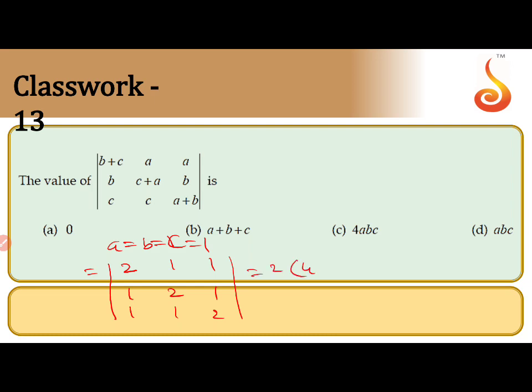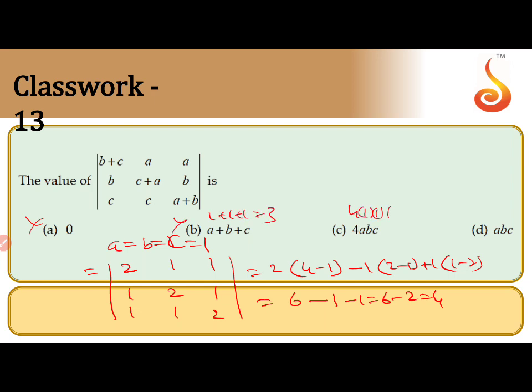2 into (4 minus 1) minus 1 into (2 minus 1) plus 1 into (1 minus 2). Simplify this: 2 into 3 is 6, minus 1, minus 1, so 6 minus 2 is 4. So 4 is the answer. Which option is giving 4? First option is 0. Second option, 1 plus 1 plus 1 is 3, which is wrong. Third option, 4 into 1 into 1, that is 4. Fourth option, 1, 1, 1 gives 1 only, which is not the answer. So only option C matches with a, b, c equal to 1.